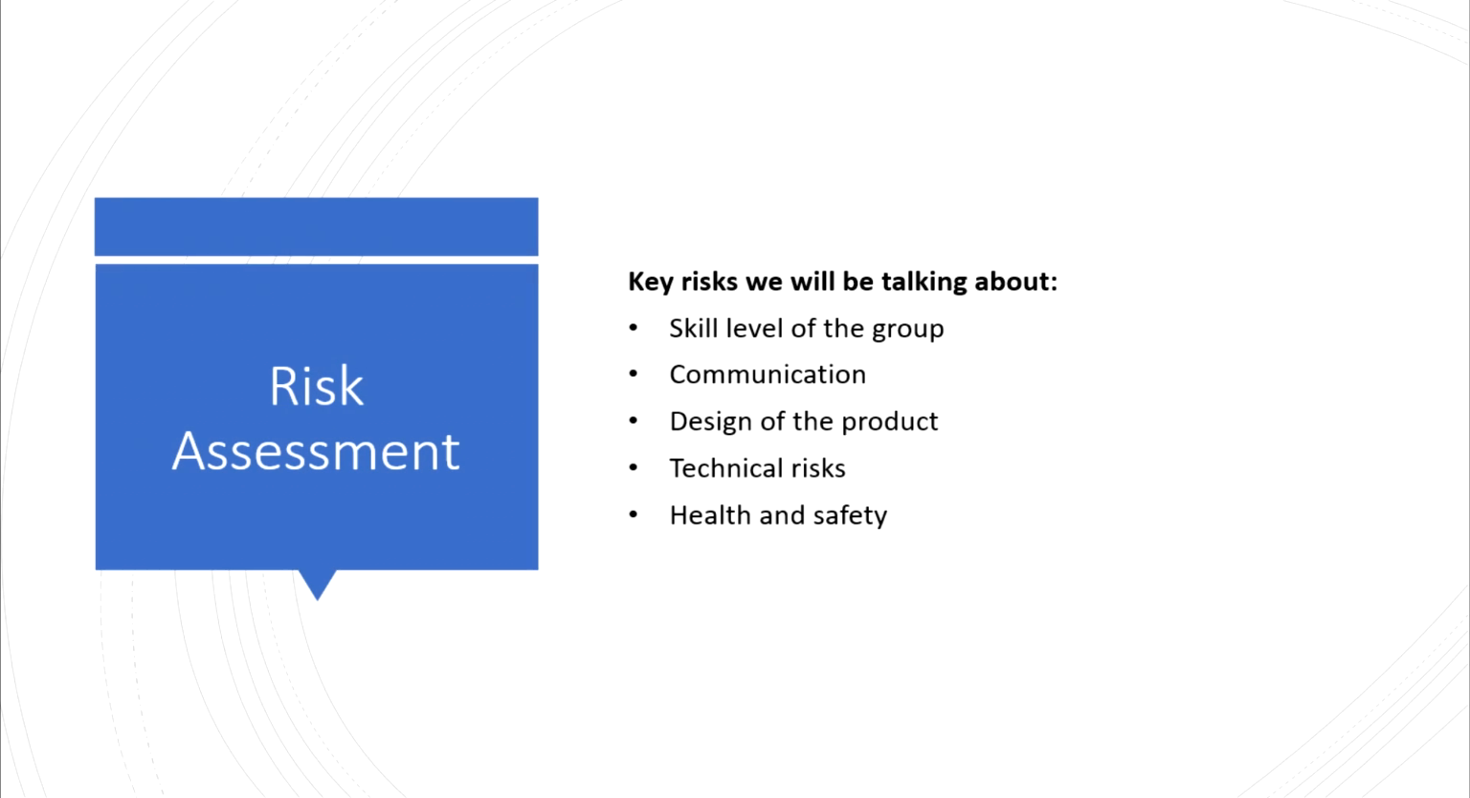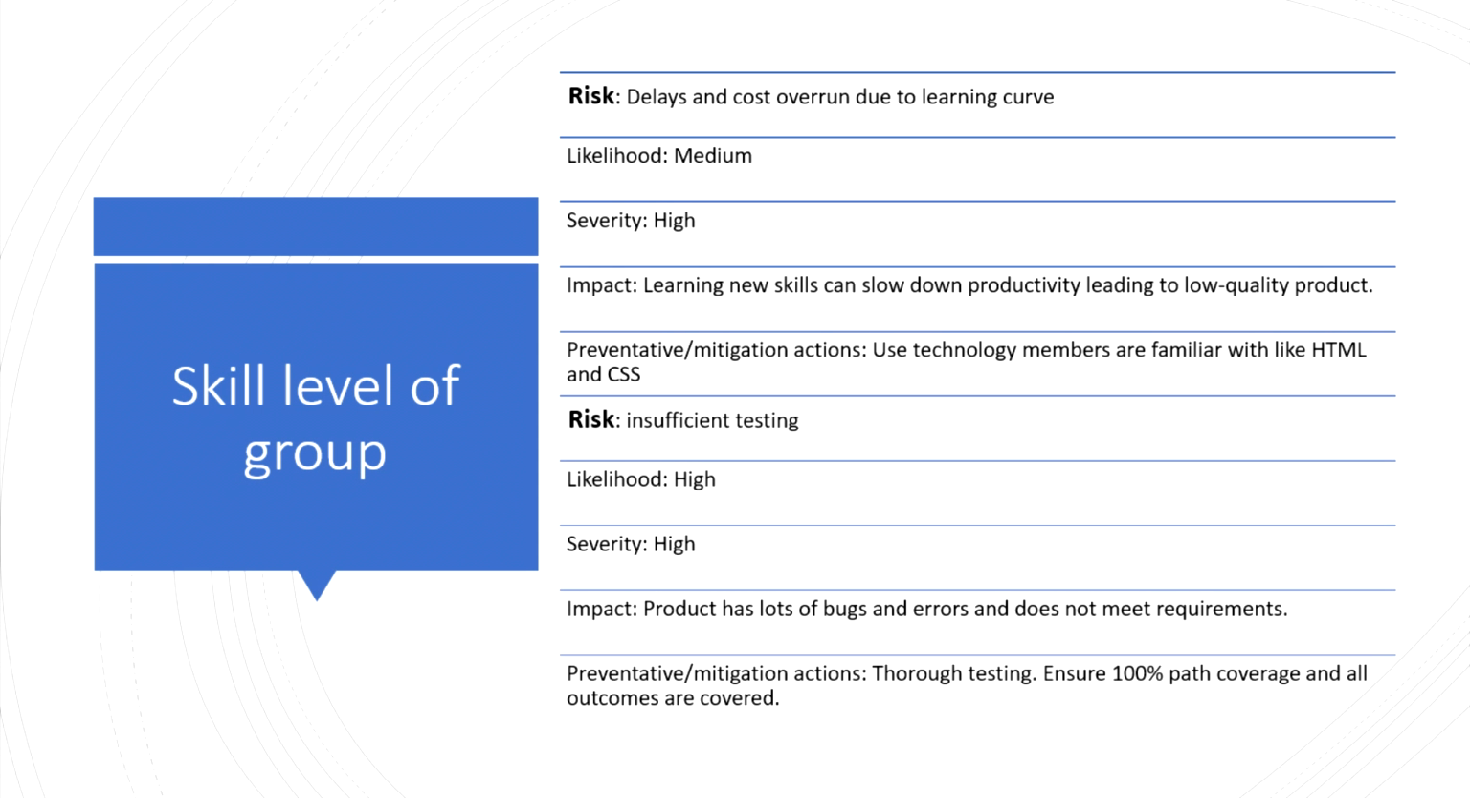The risks we'll be talking about in this section are skill level of the group, communication, design of the product, and technical risk, as well as health and safety. Firstly, skill level of the group. The first risk is delays and cost overrun due to learning curve. Likelihood is medium, but the severity is pretty high. Impact is that learning new skills can slow down productivity, leading to a low quality product. To prevent this, we came up with ideas such as use technology that members are familiar with, such as HTML and CSS.